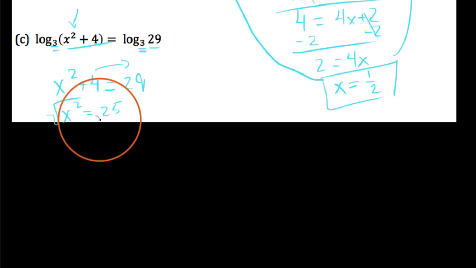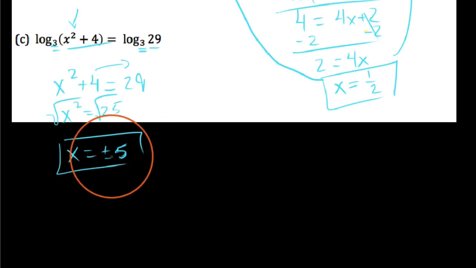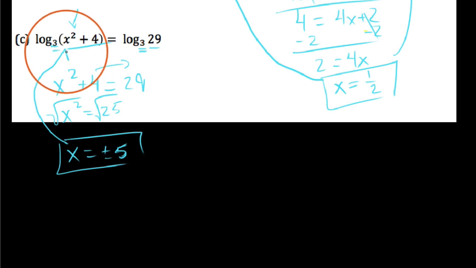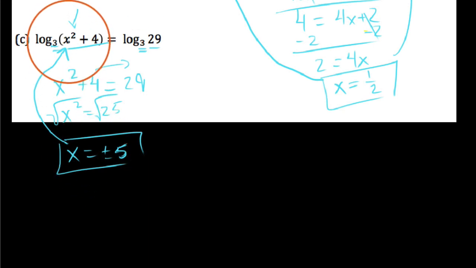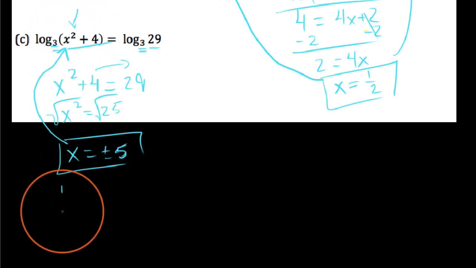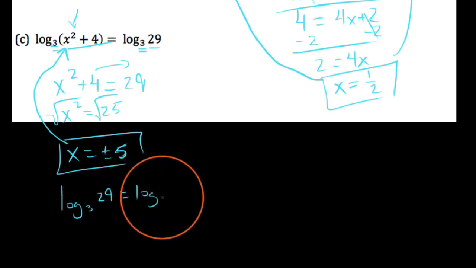The square root of this is the square root of this, and since I took the square root, I say plus or minus 5. Again, we should check our solutions. We have to plug in both of them, by the way, mind you. There are 2 of them. If I plug in the positive 5, I get 5 squared plus 4 is 29. So I'd get log base 3 of 29 equals log base 3 of 29.